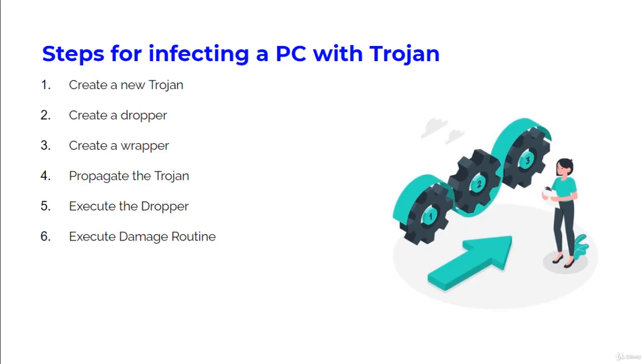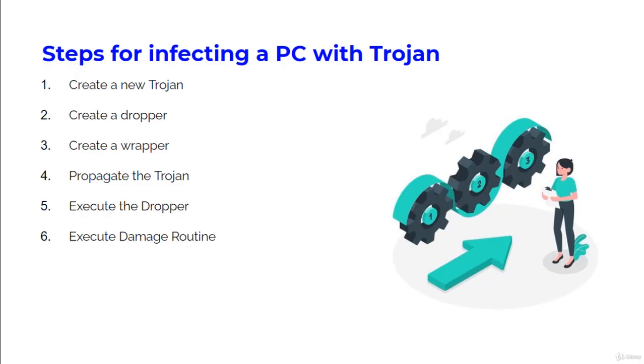The next question is how to create a Trojan, or how attackers create a Trojan. Well, the answer is very easy. You have the process in front of you. The first step is to create a new Trojan packet using a Trojan horse construction kit. There are examples of many software tools which are readily available over the internet to create a Trojan.